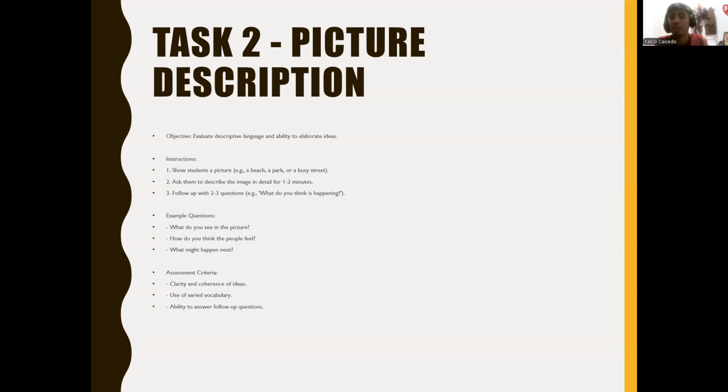So the objective is this. They can imagine, they can elaborate, they can think about the situation that they are given. So what are the example questions that we can ask in this activity? One question that you can say to your student who is describing the picture is, what do you see in the picture? How do you think the people feel? What might happen next? You can change the questions. Obviously, it depends on the vocabulary that the student can manage.